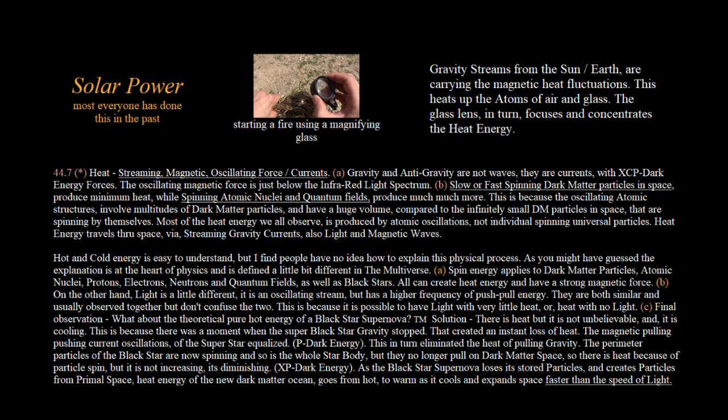B, slow or fast spinning dark matter particles in space, produce minimum heat, while spinning atomic nuclei and quantum fields, produce much more. This is because the oscillating atomic structures, involve multitudes of dark matter particles, and have a huge volume, compared to the infinitely small dm particles in space, that are spinning by themselves. Most of the heat energy we all observe, is produced by atomic oscillations, not individual spinning universal particles.